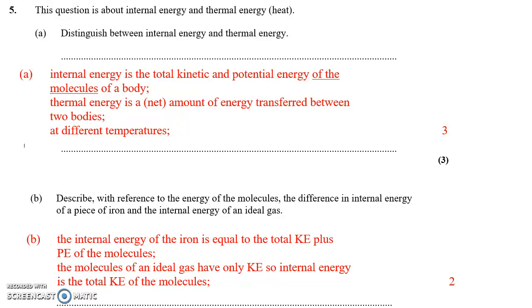The first mark is for internal energy, and that's the total kinetic energy and potential energy of the molecules of a body or an object or whatever. And most people got that one right, but we didn't all get thermal energy. This is just a textbook definition, which you've just got to remember. Thermal energy is the net or total amount of energy transferred between 2 bodies at different temperatures. That's how we define thermal energy. And if you don't remember that, you've got to include that in your revision, your quiz cards or whatever, and make sure you remember those definitions.